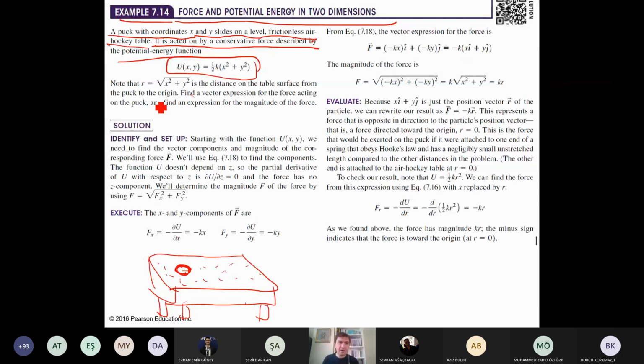So r is equal to the square root of x squared plus y squared, which is the distance on the table surface from the puck to the origin. So let's consider that this is the origin and this is the r, okay, and this is the x and this is the y, okay. Let's consider like this.